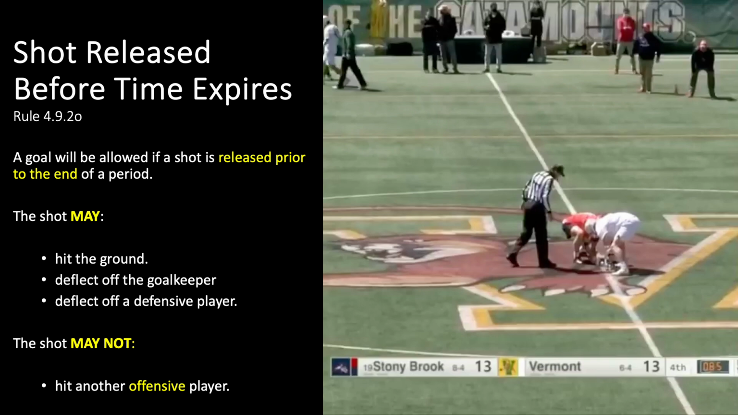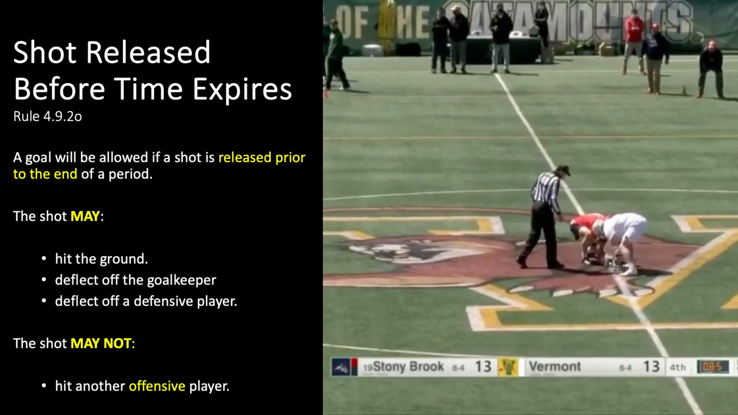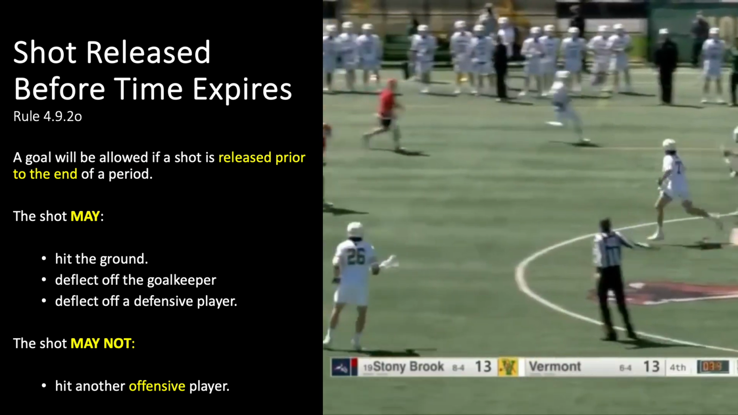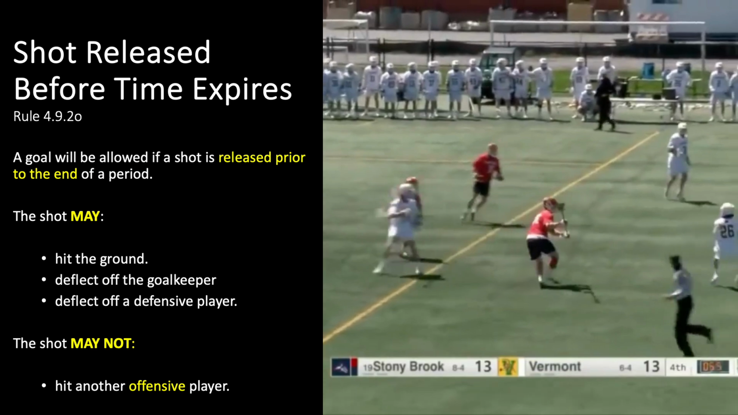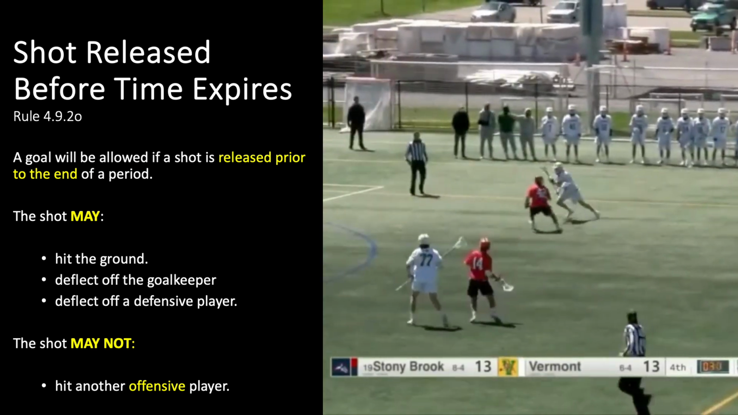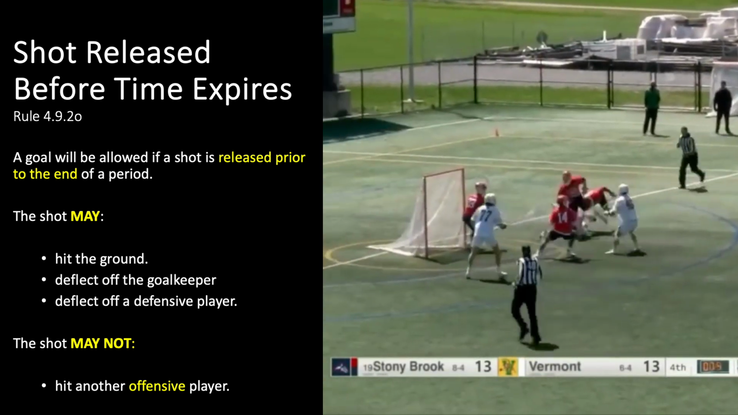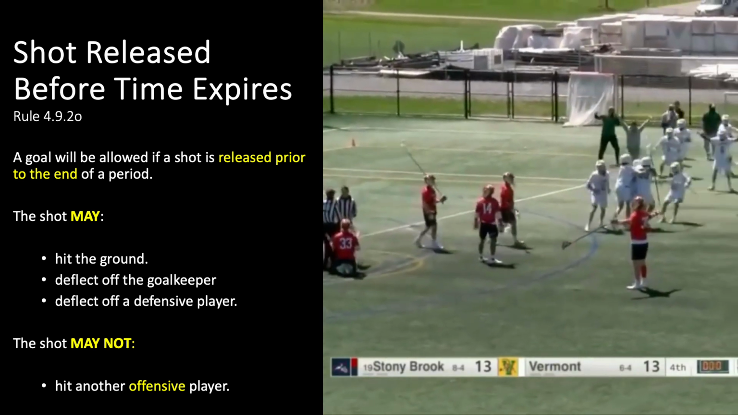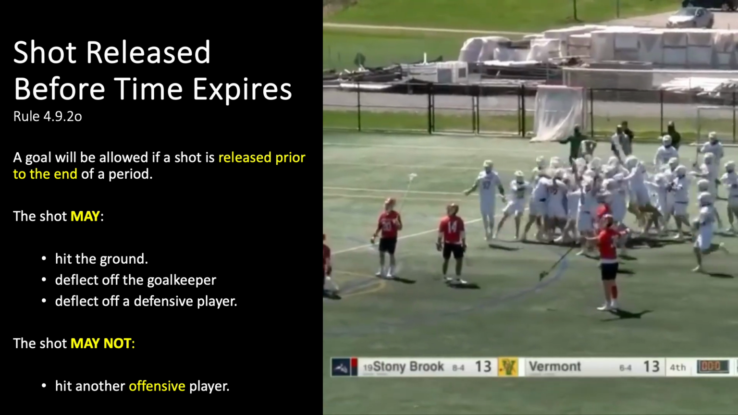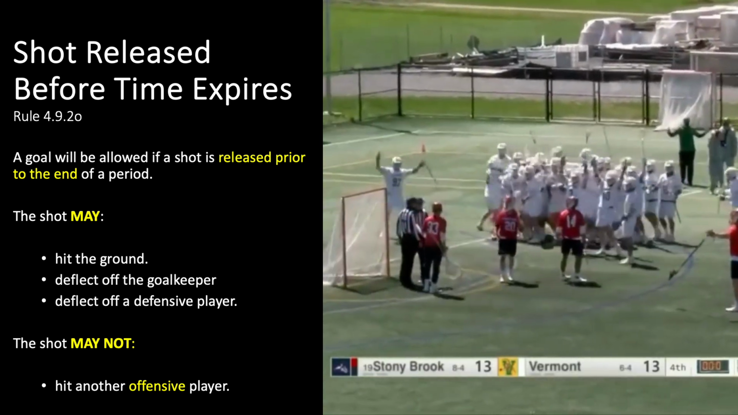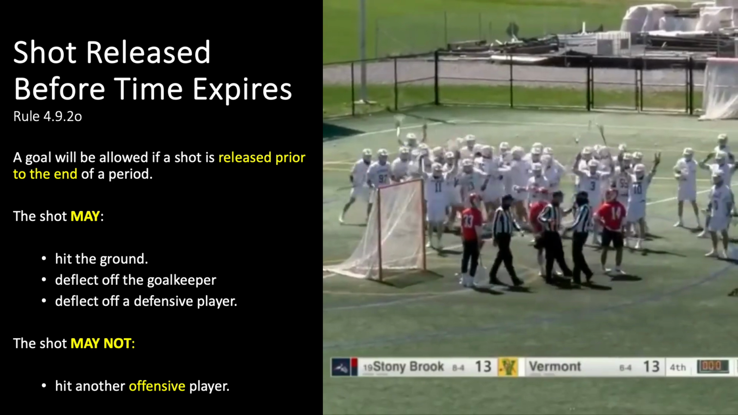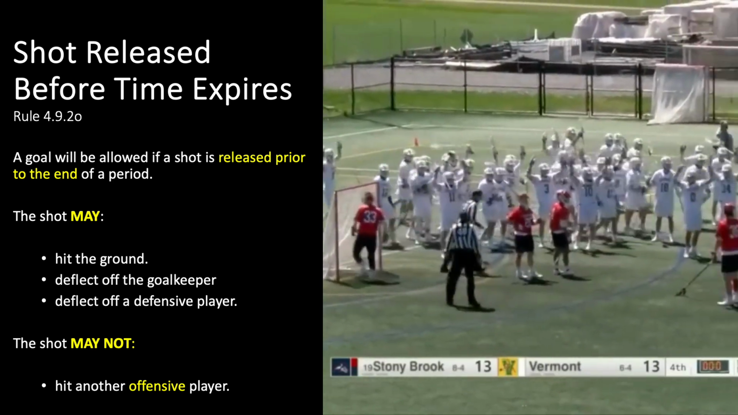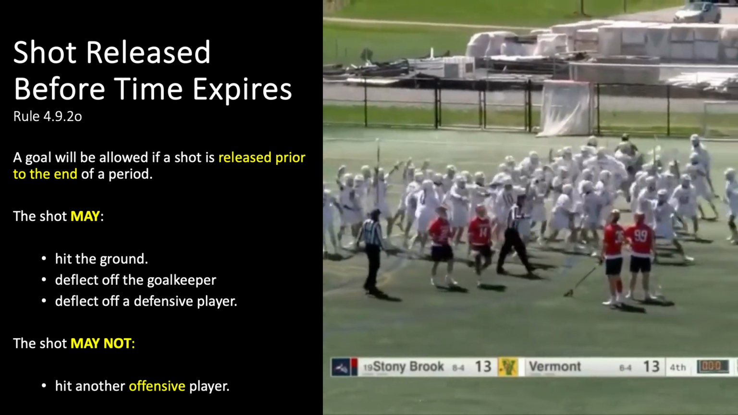Remember, a shot can be released before time expires. So here is 8.5 seconds left in a Vermont Stony Brook game from a few years back. White is going to work that ball down, get it in there, and we are going to get a behind-the-back shot, essentially with no time on the clock. This is pre-video review, and so the officials are talking it out, and they come together. Everybody's waiting on a decision, and we are going to signal goal.